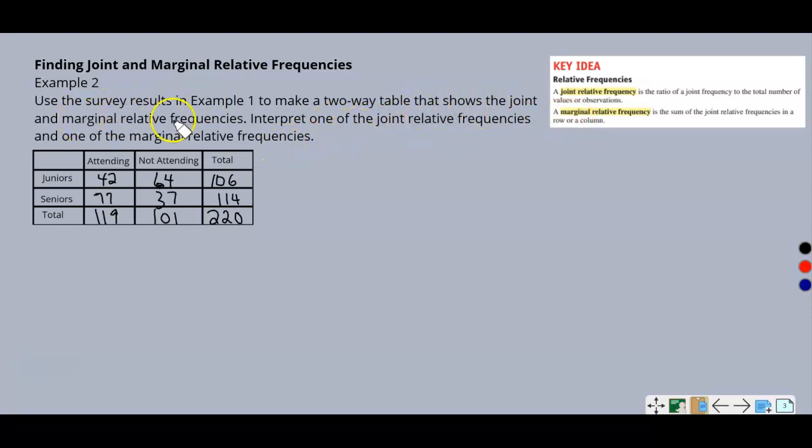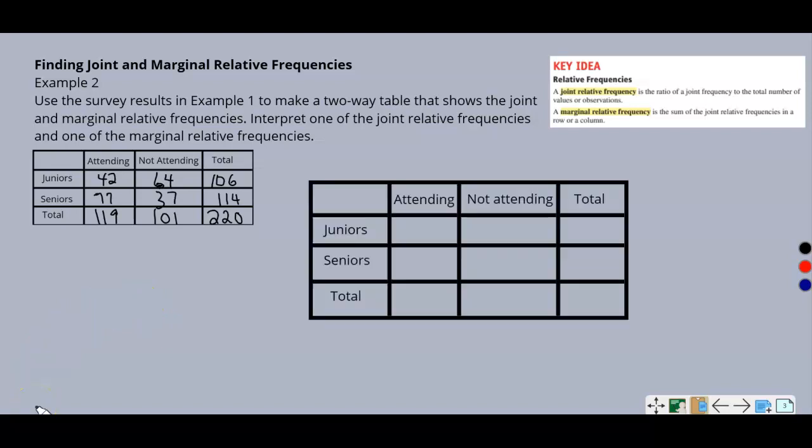So it wants to show joint and marginal relative frequencies. A joint relative frequency is the ratio of the joint frequency to the total number of values. For example, juniors attending would be 42 out of 220 total, not the total juniors, but total attending would be 220. So we do need to make a new table to show these results. I'm going to pause the video and make a new table real quick, and then we will fill it in.